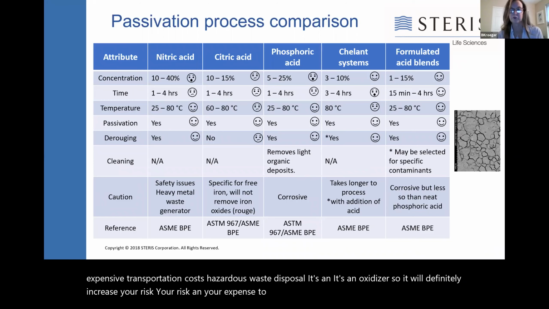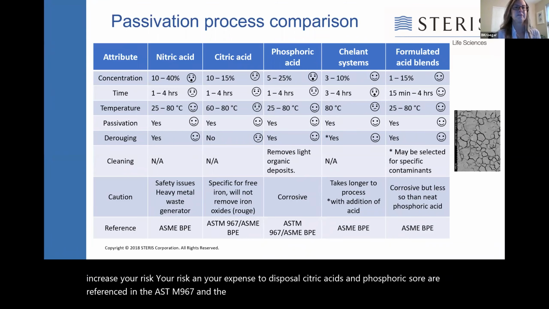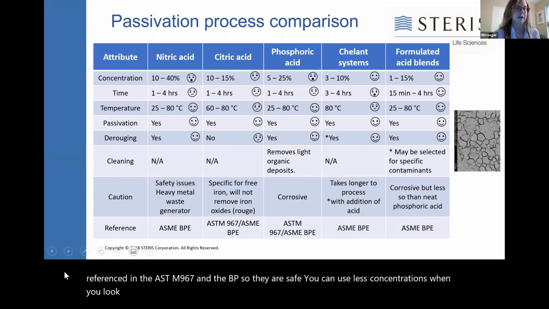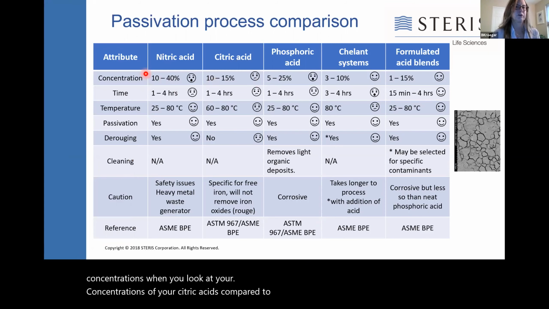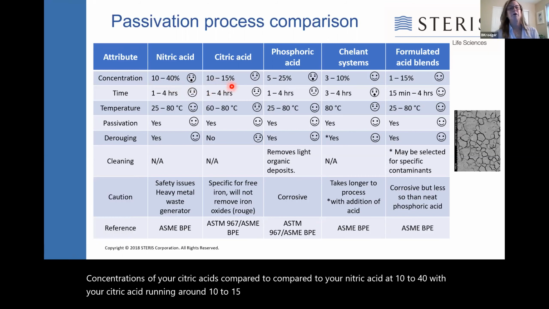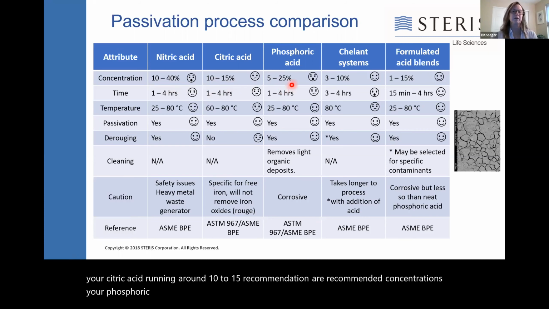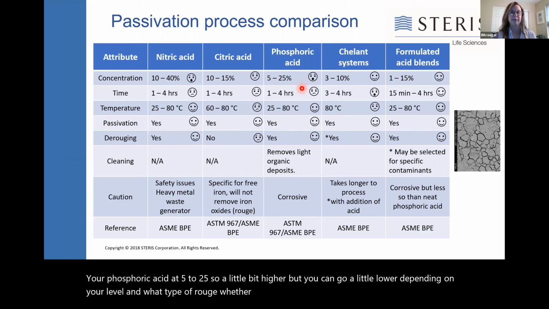Citric acid and phosphoric acid are referenced in the ASTM 967 and the BPE, so they are safe. You can use lower concentrations compared to nitric acid at 10 to 40%, with your citric acid recommended at around 10 to 15%, and your phosphoric acid at 5 to 25%. So a little bit higher, but you can go a little lower depending on your level and what type of rouge, whether it's a type 1 or type 2, and the amount.